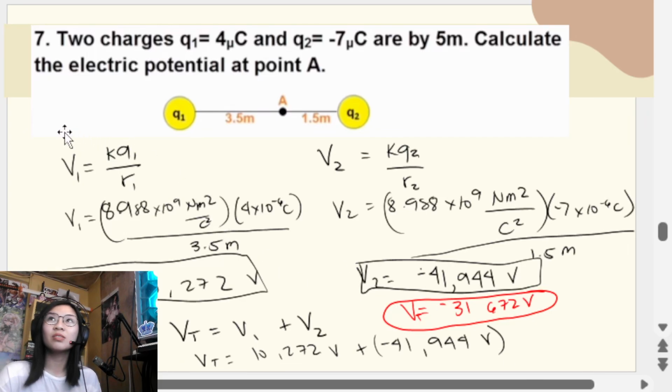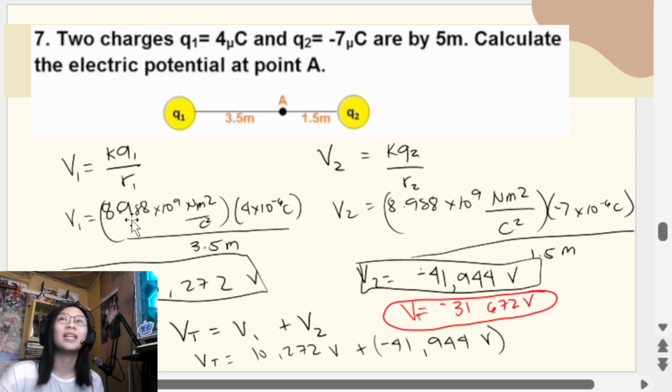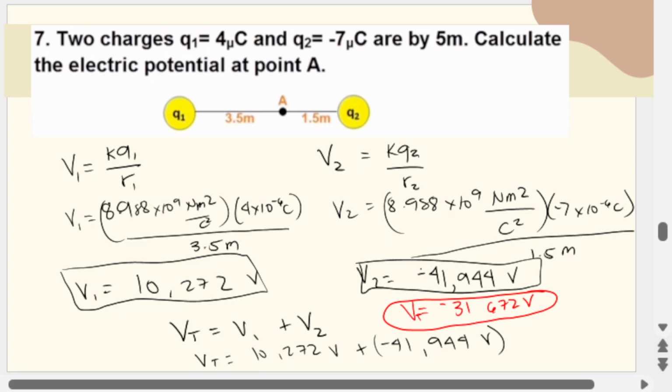We find V1 first. That will be 8.988 times 10 raised to 9 as our k, then our Q1, which is 4 times 10 raised to negative 6 coulombs, over 3.5 meters. That is the distance between Q1 and A. Now V1, or potential one, is 10,272 volts. Now V2 is the same process: k, then our Q2, which is negative 7 times 10 raised to negative 6, over the 1.5 distance from Q2 to A.